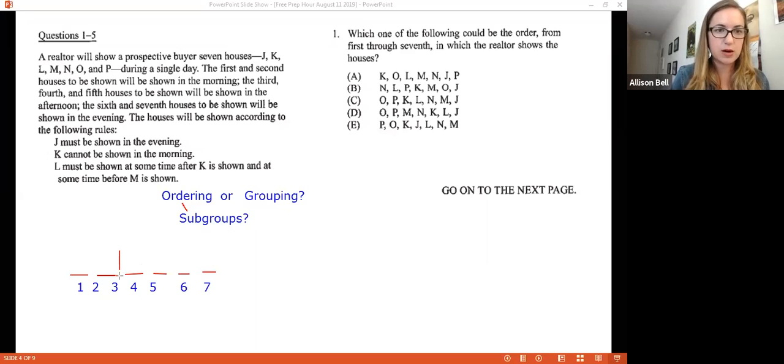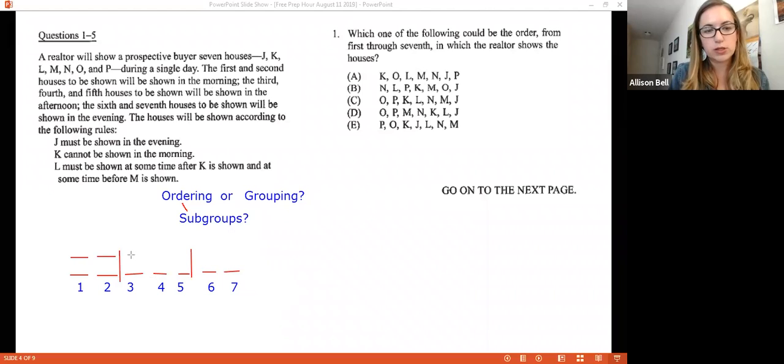But we would say, all right, houses 1 and 2 are in the morning, so I'm going to draw a line for that. 3, 4, and 5 are in the afternoon. I'll draw a line for that. And then 6 and 7 are going to be in the evening, so we will draw a line to separate it out. And that would allow us to easily visualize these distinctions between morning, afternoon, and evening.